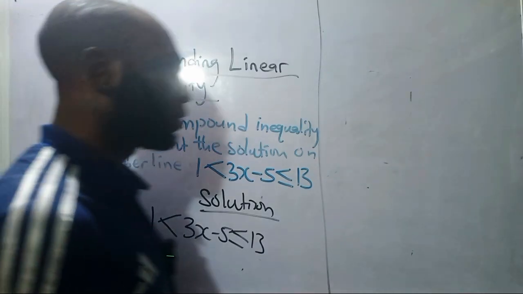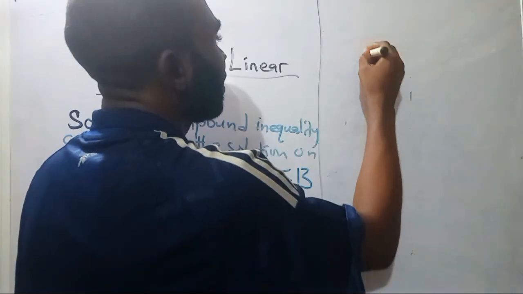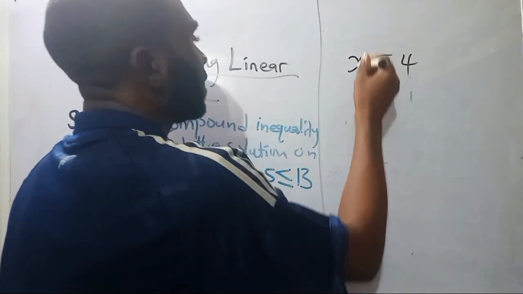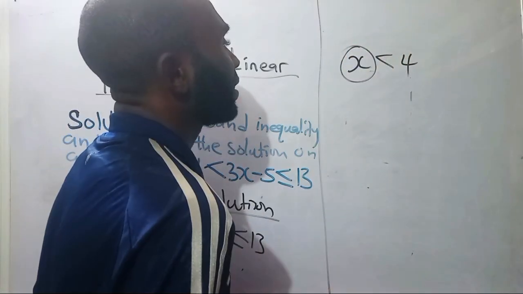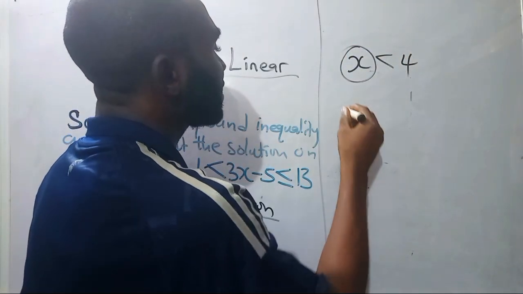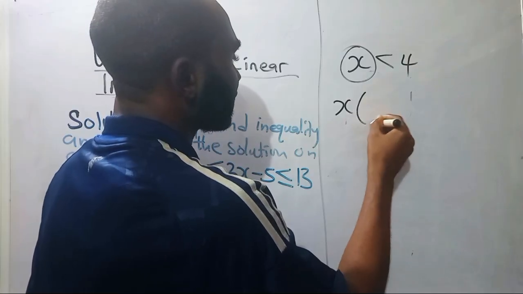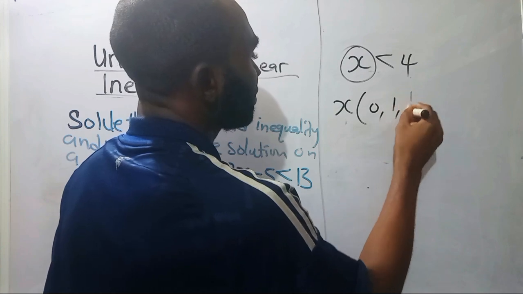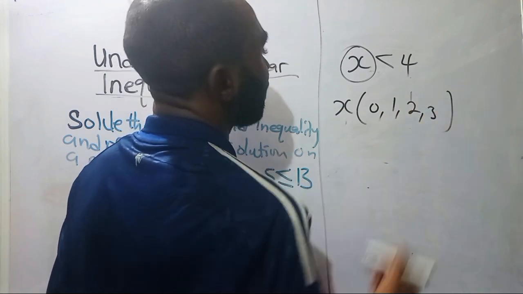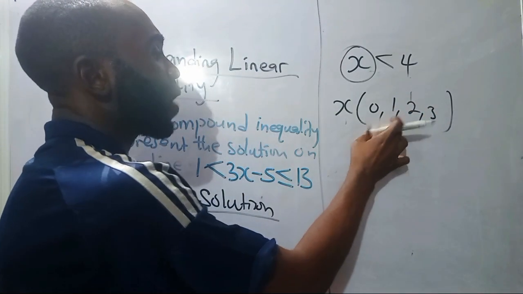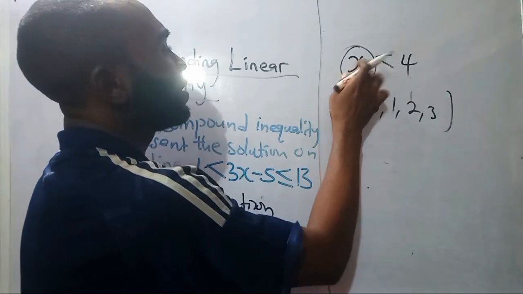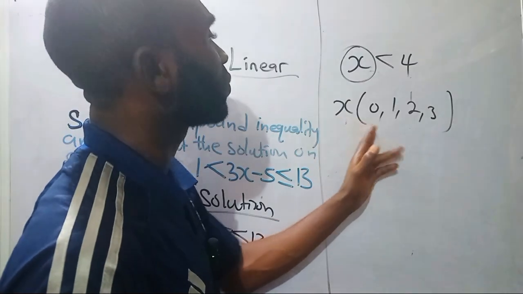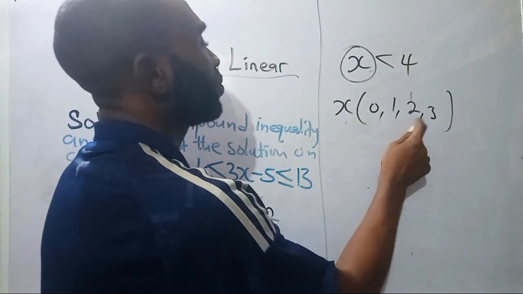In understanding this, whenever the question says x is less than 4, it means the values of x are less than 4. If you set the elements that belong to x, they will be 0, 1, 2, 3, but you cannot include 4. Why? Because the question says x is less than 4, which means you cannot include 4.